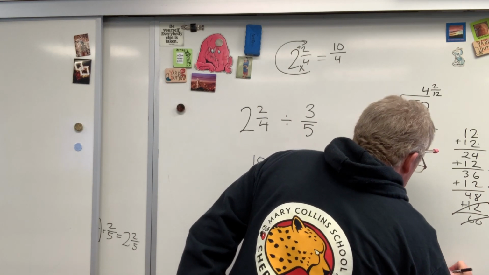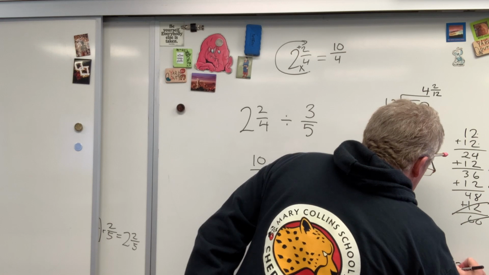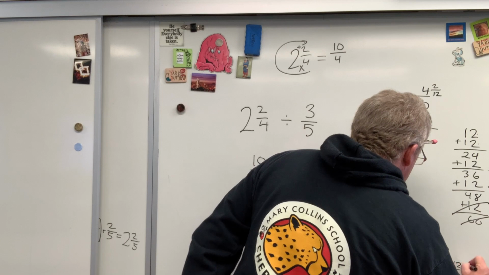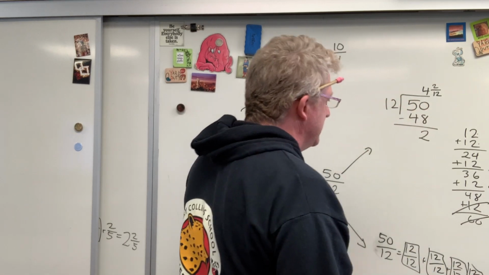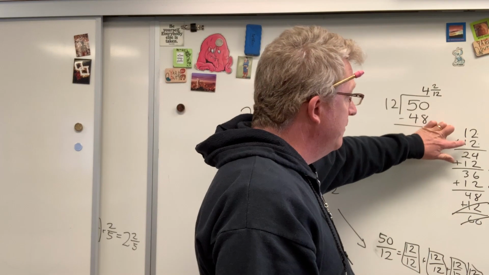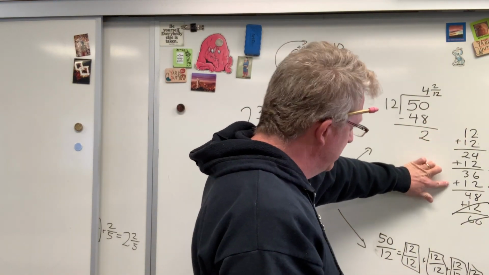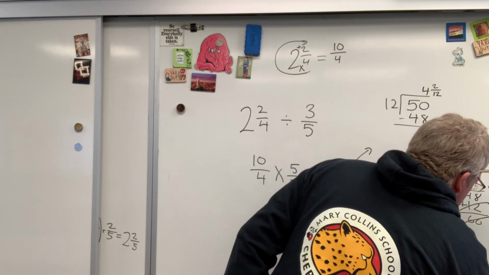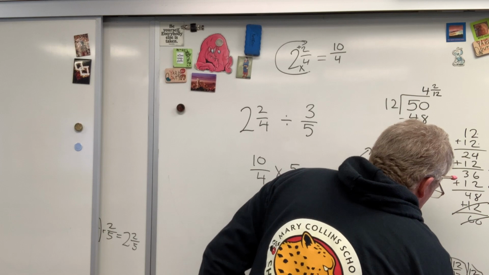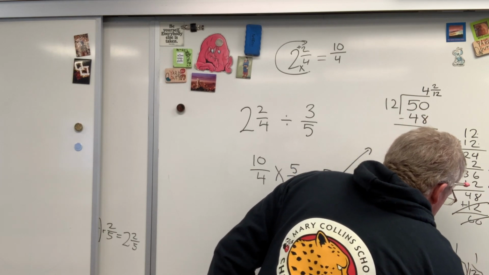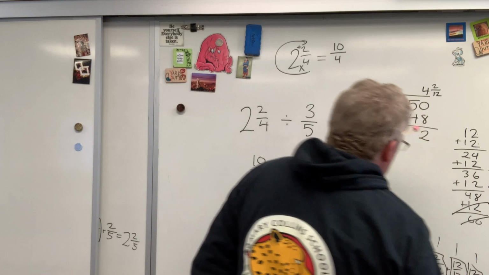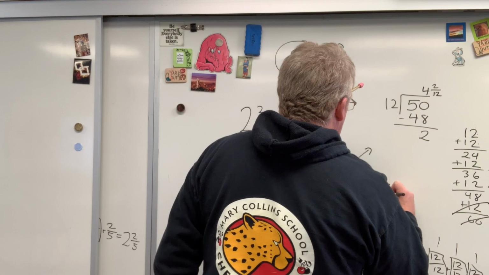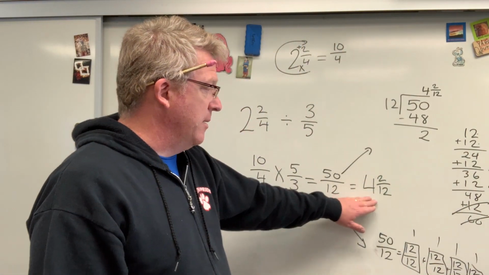12 twelfths plus 12 twelfths plus 12 twelfths. There's 1, 2, 3, 4 giant ones. That takes me to 48. 12 plus 12 is 24, plus 12 is 36, plus 12 is 48. But I have 50. That means I have 2 twelfths left over. So that gives me a total of 1, 2, 3, 4, and 2 twelfths. All right, so I end up with 4 and 2 twelfths as my mixed number.